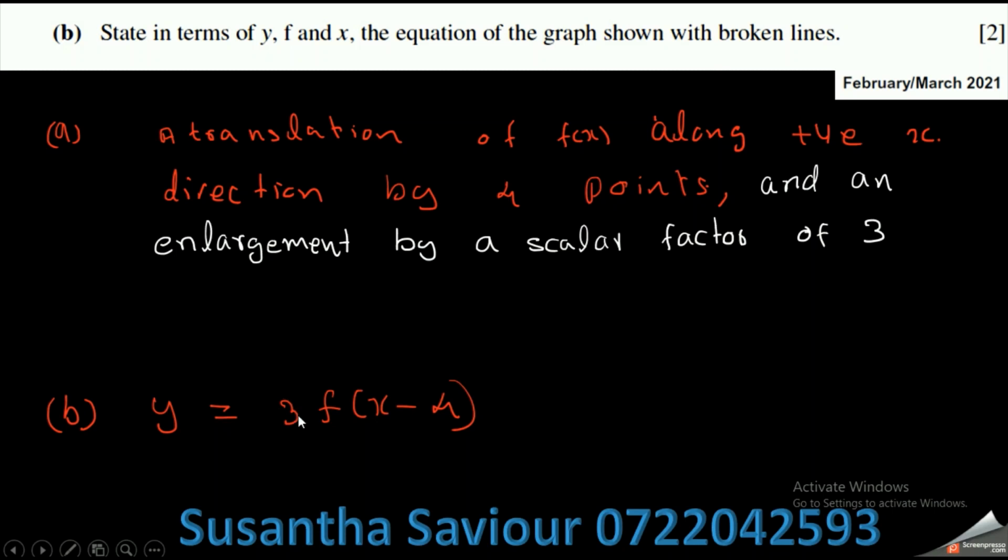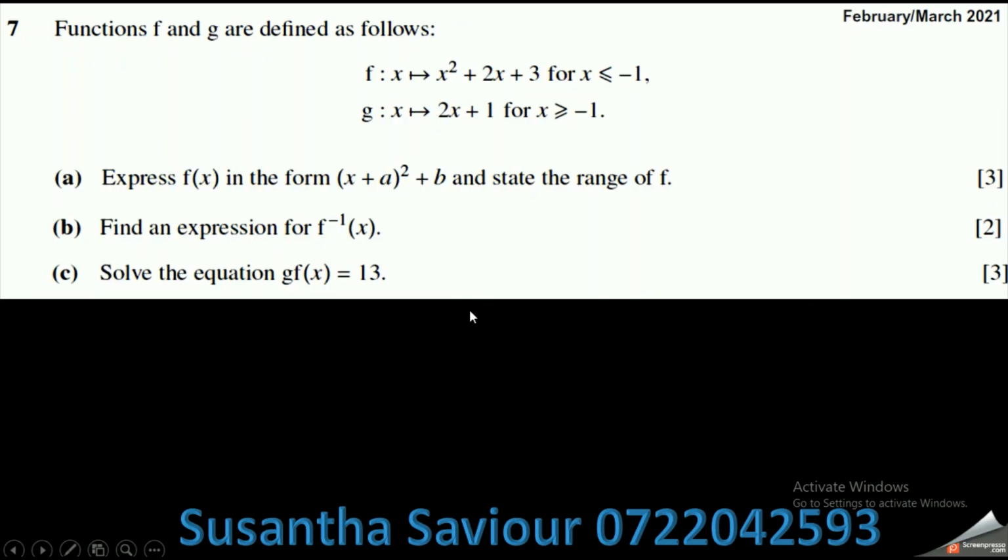We are multiplying by 3 because it's enlargement. Because of the translation, x minus 4, translation is in the positive x direction, therefore minus 4. If it is negative x direction, it would have been plus 4, right? Here what we want is minus 4, right? I think you understood it. What is the next question?